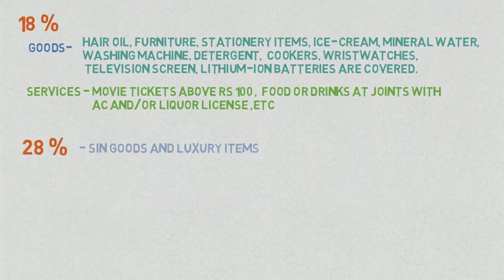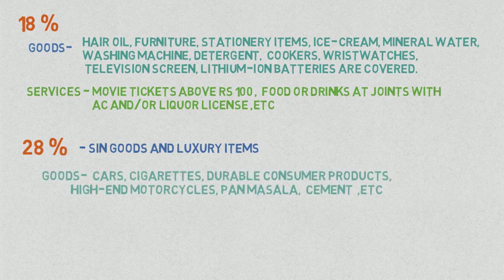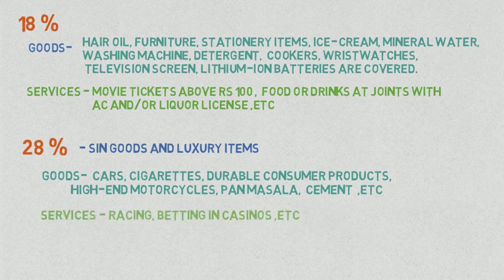GST slab of 28%. It covers cars, cigarettes, durable consumer products, high-end motorcycles, pan masala, cement, etc. The services under this slab include racing, betting in casinos, etc.